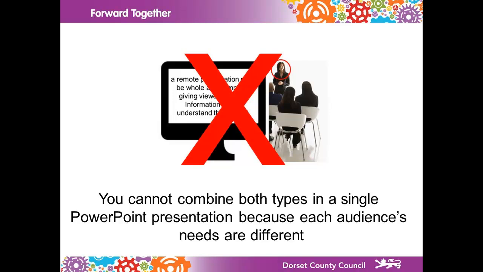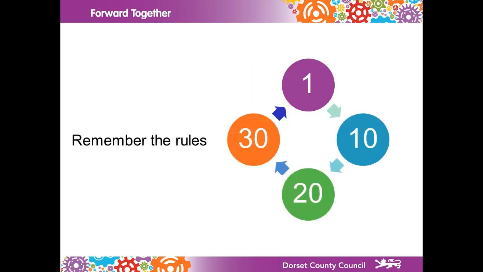Understanding the combined effect of both audience type and purpose allows you to begin putting together a presentation that works to communicate both a clear message and meet your objective. There are 4 core rules for best practice when developing PowerPoint presentations, and they're easily remembered numerically: 1, 10, 20 and 30.